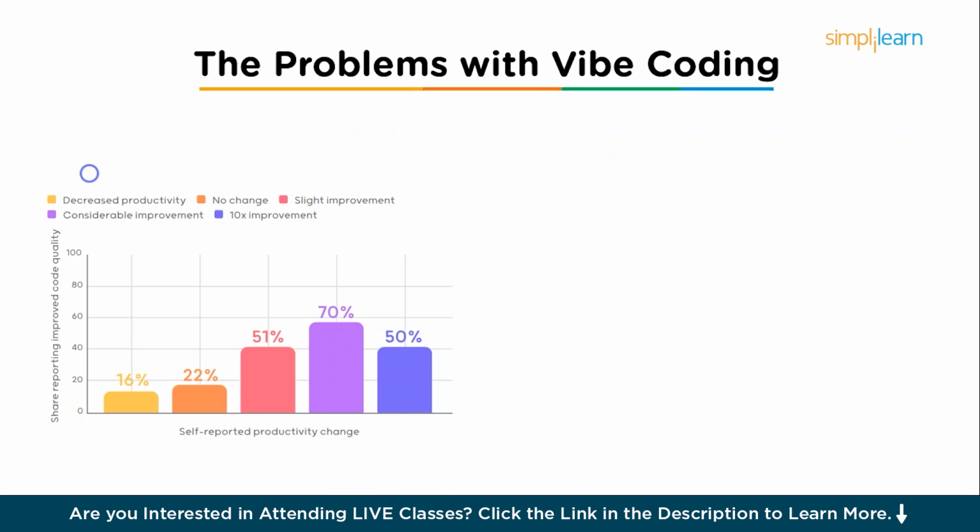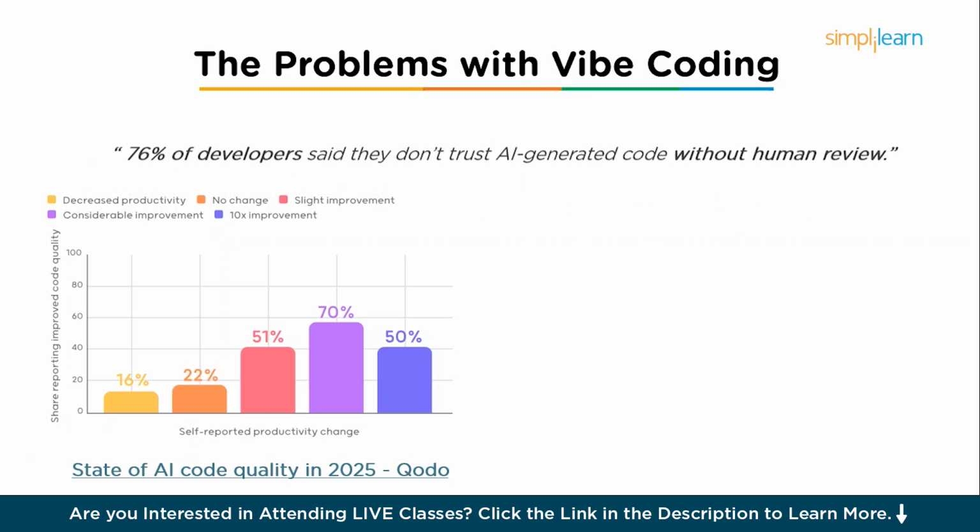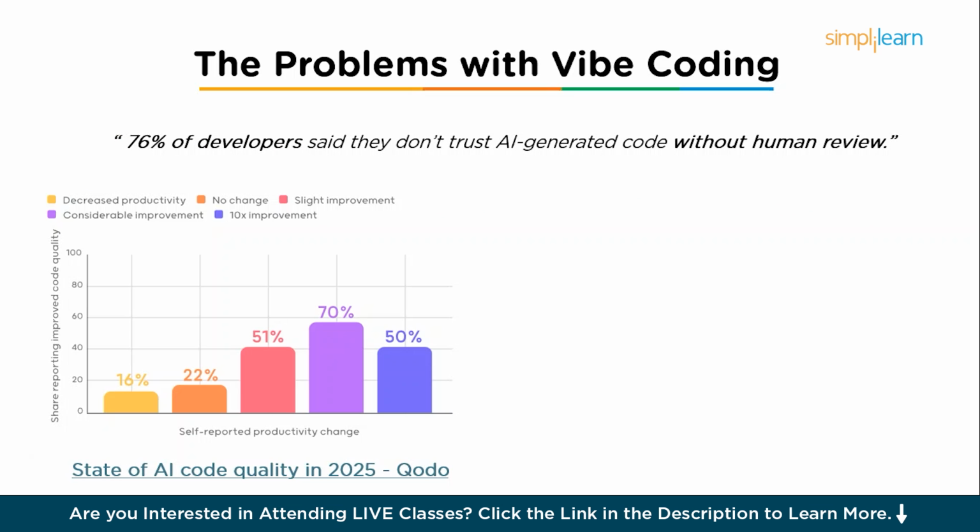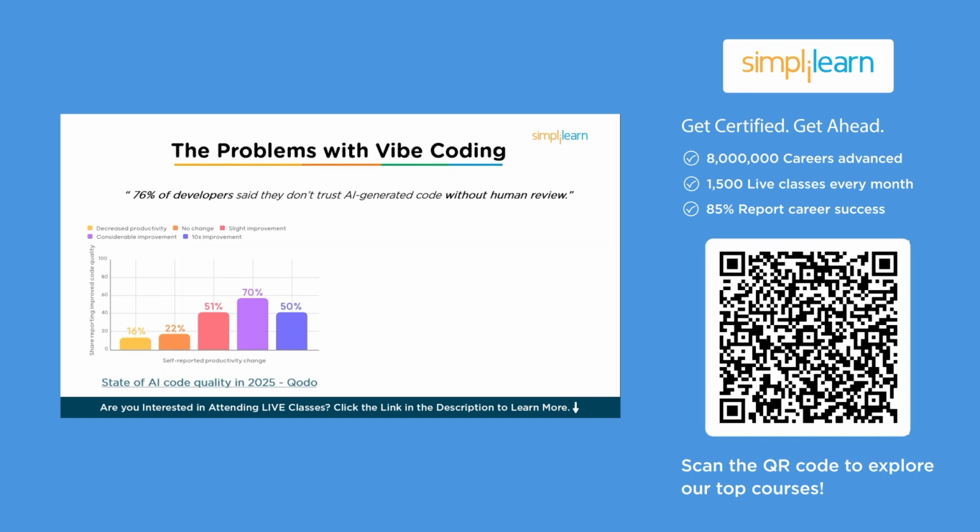Now let's look at what the data said. This wasn't just a gut feeling. Qodo released a major industry report, The State of AI Code Quality. And here's the stat that stood out: 76% of developers said they don't trust AI generated code without human review. Why? Because vibe coded projects often look good at first glance, but they break under pressure, and they require more time to fix than to build from scratch.